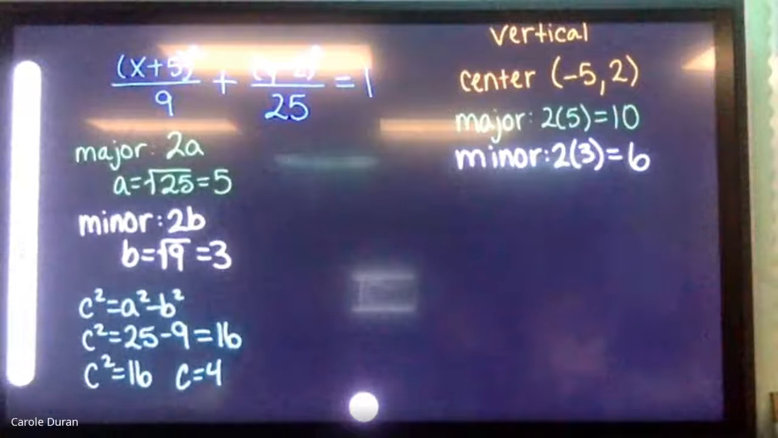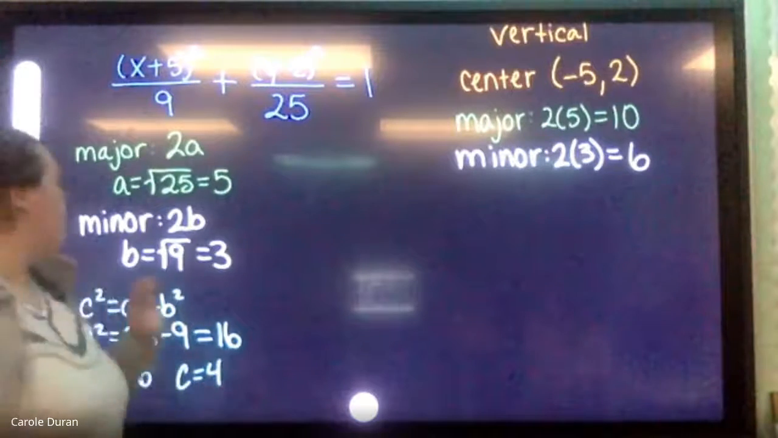So now the big question is, am I adding and subtracting 4 from the x-coordinate of my center or from the y-coordinate of my center? Go back and look in the table because we wrote it out. This is a vertical ellipse. So for vertical ellipses, do I add and subtract the c from the h or from the k? K. All right, we're all okay with that?